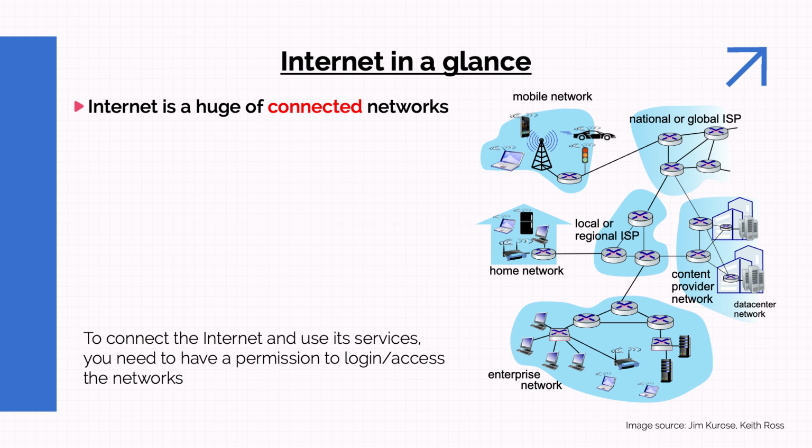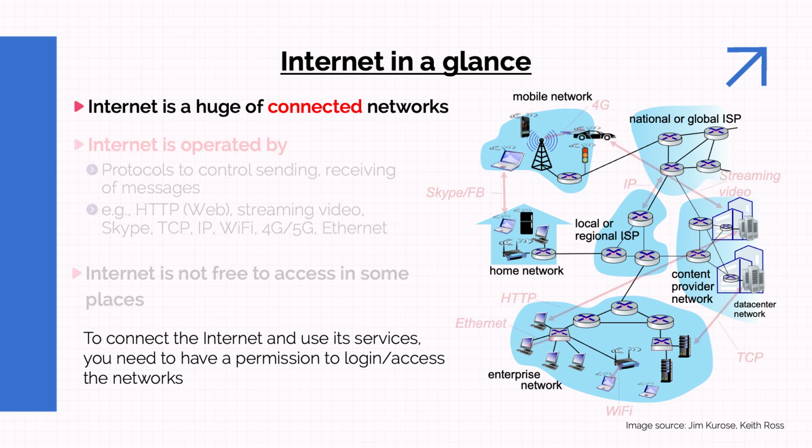The big thing is that to connect to the internet and use the network, you need to have permission, right? Permission to log in and access the network. Sometimes you need a Wi-Fi password, sometimes you need a SIM card, and sometimes you can go to a public area and access public Wi-Fi. But the key point is that you need to log in to access the network.